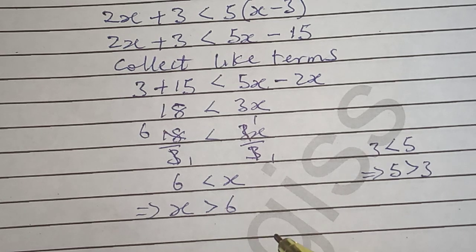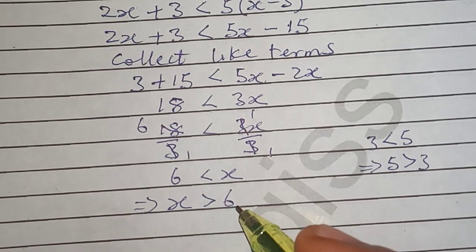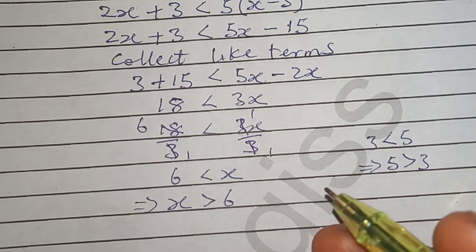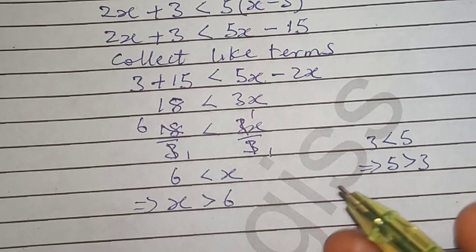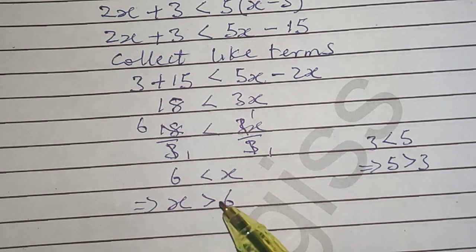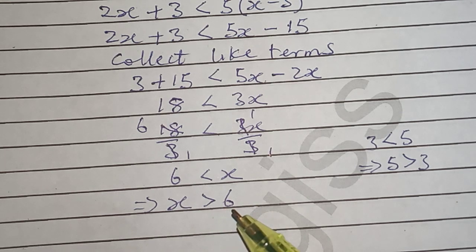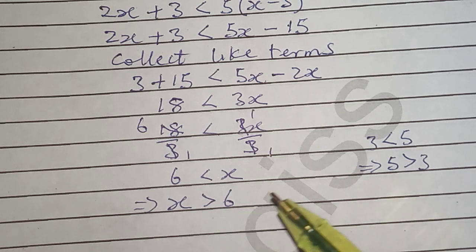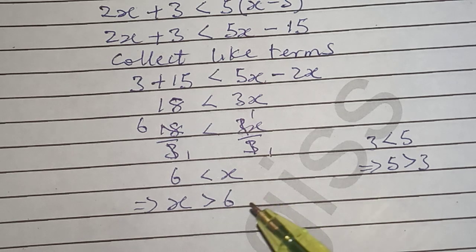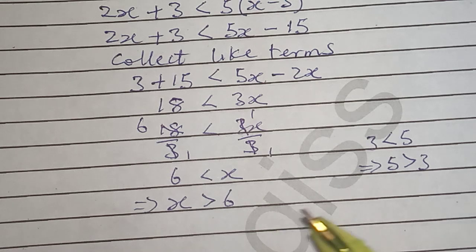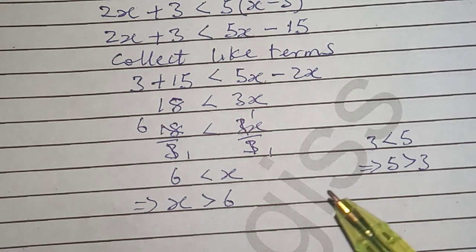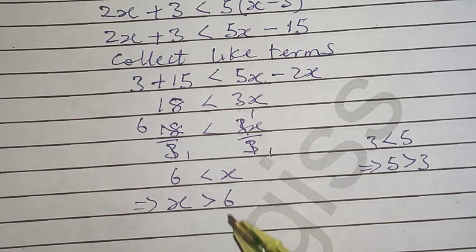And the range of values of x are all the numbers that are greater than 6, because they said x is greater than 6. So x is any number that is greater than 6. You can say that 7 can be x, 8 can be x, 9 can be x, and going up. These are the range of values. That's why I call them range of values of x, which are greater than 6.